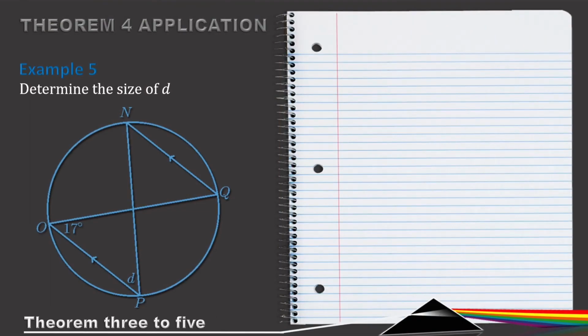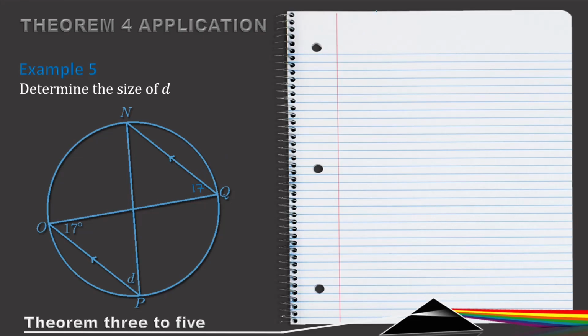Right, so for example 5, in this case we can see we've got two parallel lines. NQ is parallel to OP, and therefore we can apply alternate angles. So we can say that OQN is also going to be 17, and then we can see that NO subtends to Q, and it also subtends to P. Therefore D is equal to 17.